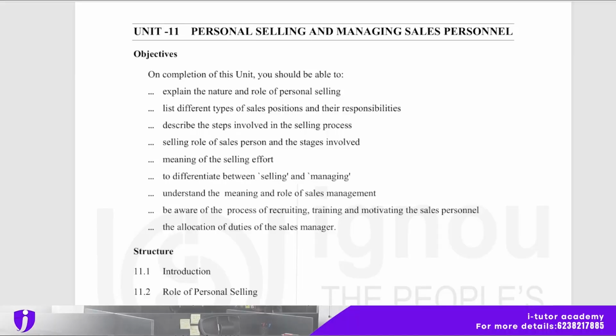In today's session, we will start with Unit 11, that is personal selling and managing sales personnel. Okay, so let's see the objectives of this chapter.